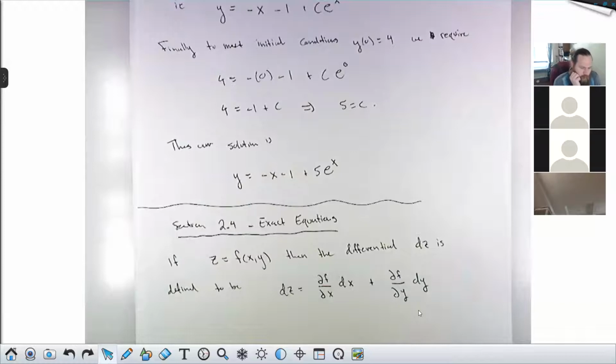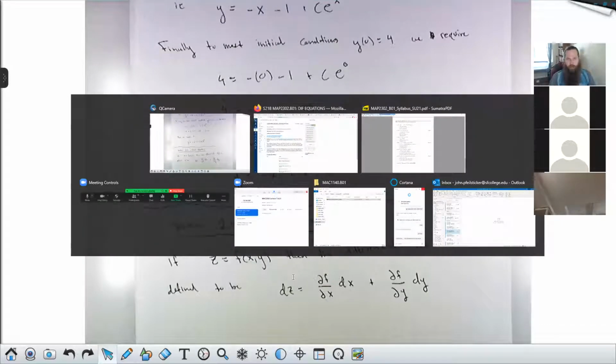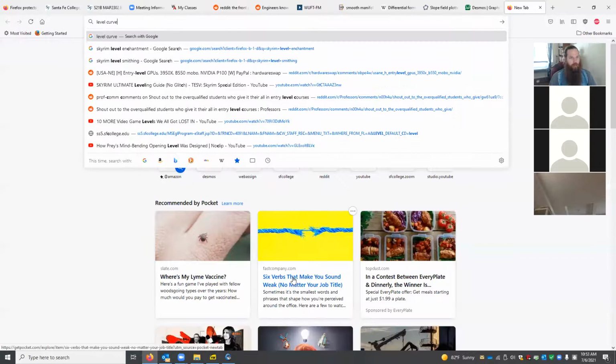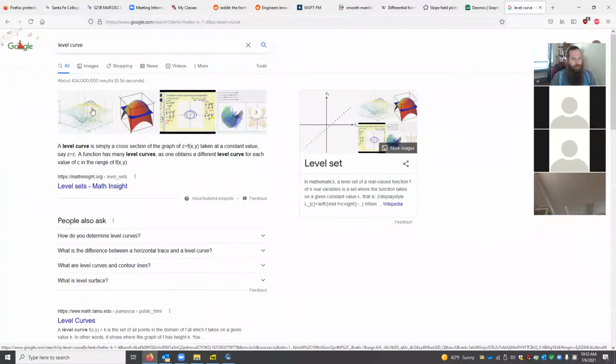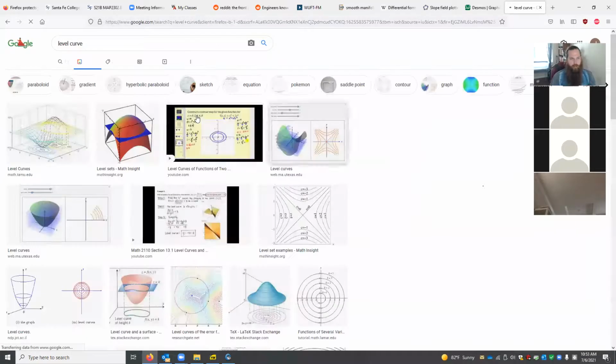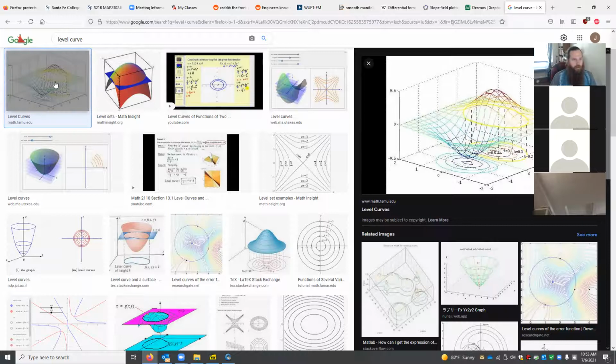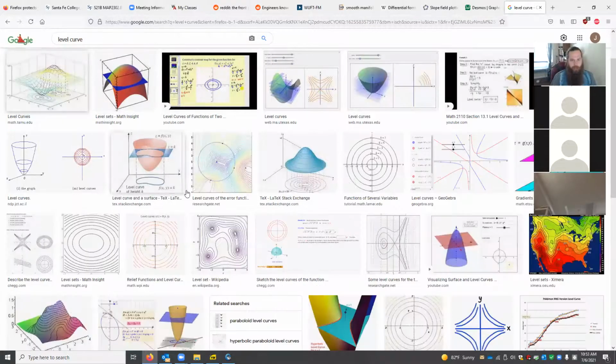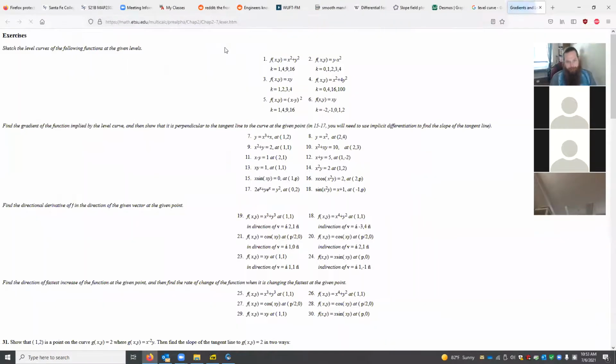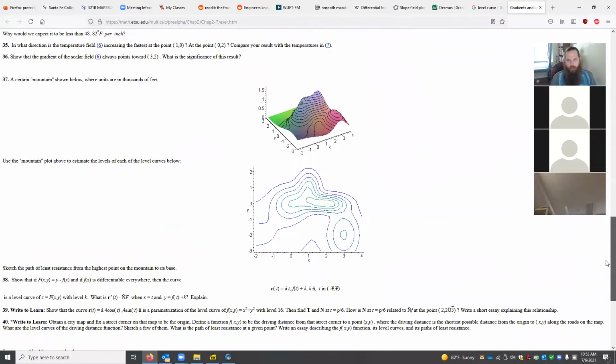If you think about the level curves for a function like this, and the notion of a level curve is like if I set this equal to a constant. How do I explain this for those who haven't had Calc 3? Let me see if I can find some good pictures. Here we go. Level curve. These are more complicated than they need to be. Here we go. All right. Where's my picture? Here.